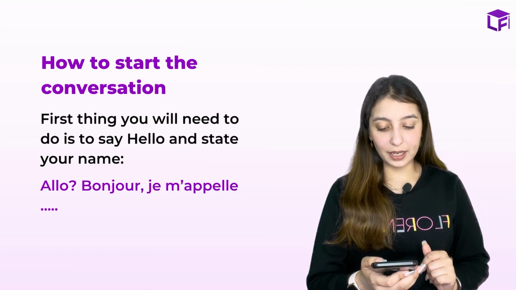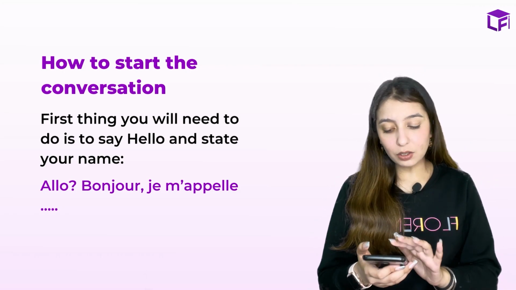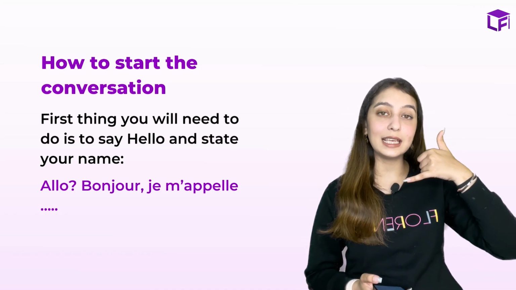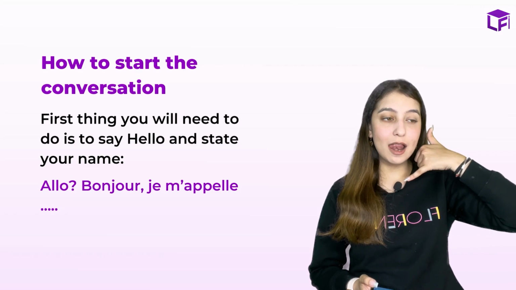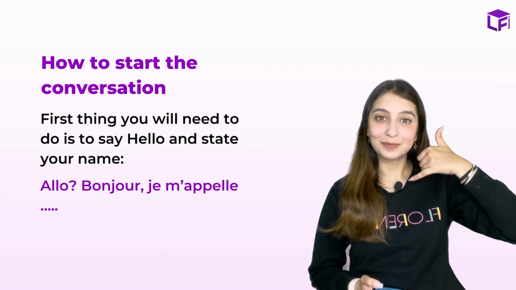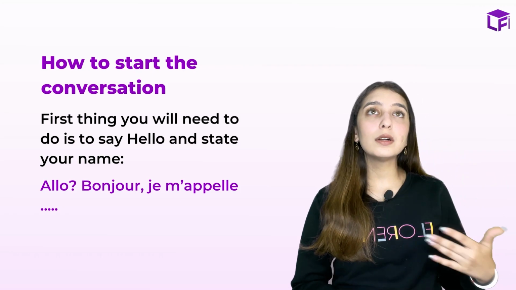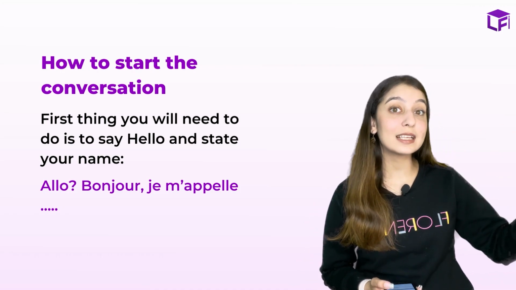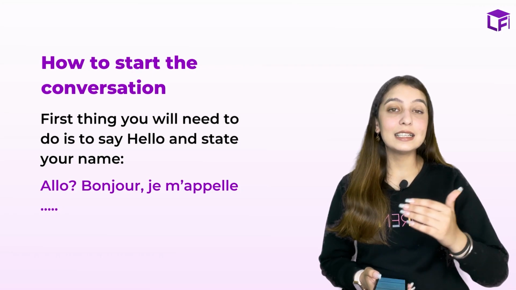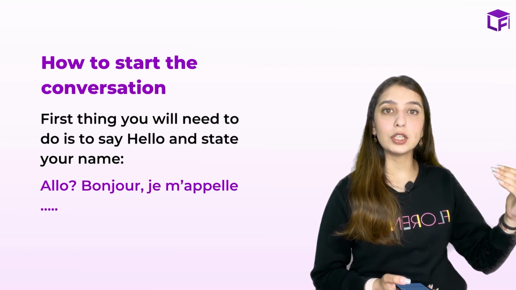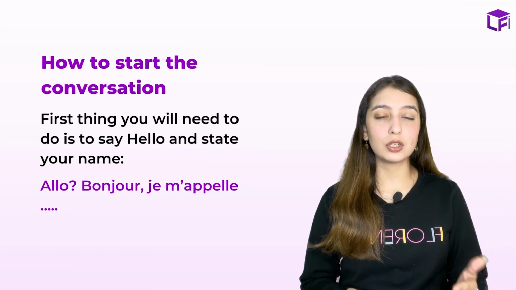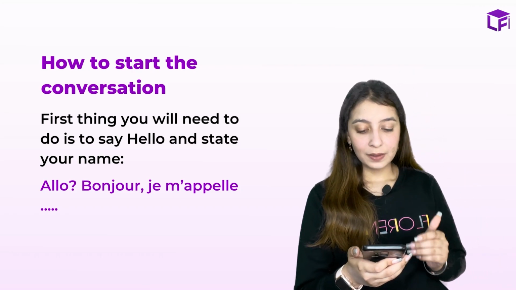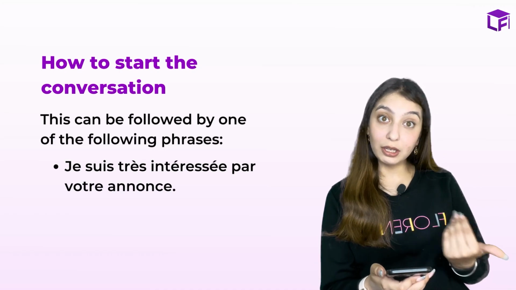Okay, let's begin. So for starting the conversation, you'll be doing a very first thing, that is, since you're calling, you'll say, Hello, hello, oi, got it? And you can also introduce yourself. Hello, bonjour, je m'appelle Muskan. D'accord? This is how you can start the conversation with your normal introduction. And then you can frame the plot. How could you do that? This can be followed by one of the following phrases.